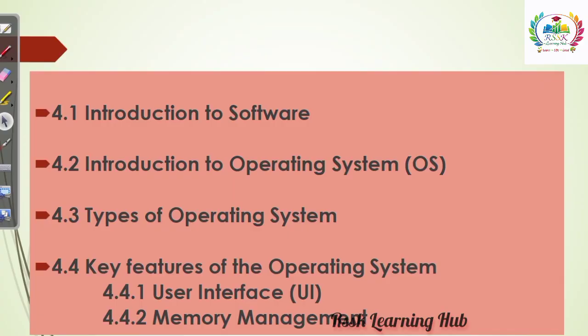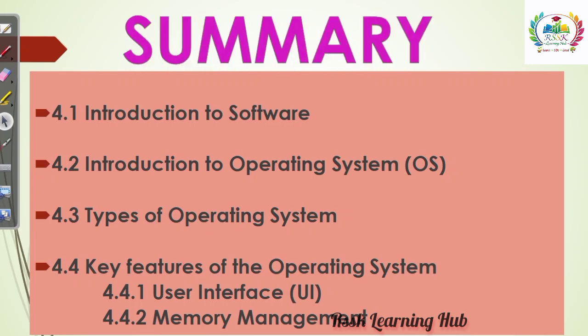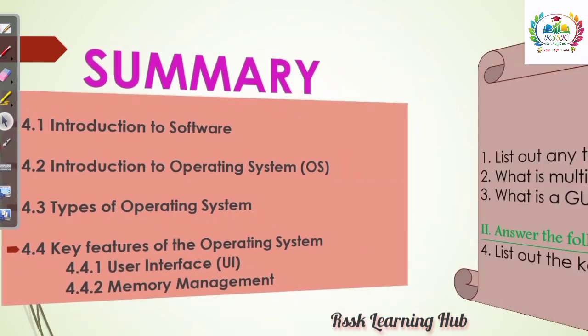Now coming to the summary of the session, what are the things we have gone through? We saw the introduction to software, then the introduction to operating system, what are the various types of operating system, and key features of operating system. Under that only 2 keys we saw: user interface, and another one is memory management. Process management, a little part we saw, and the rest, the in-built parts and all, we are going to learn in your next video. Okay students, hope you all understand.